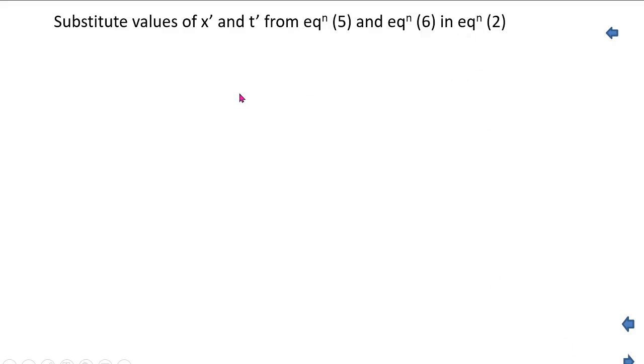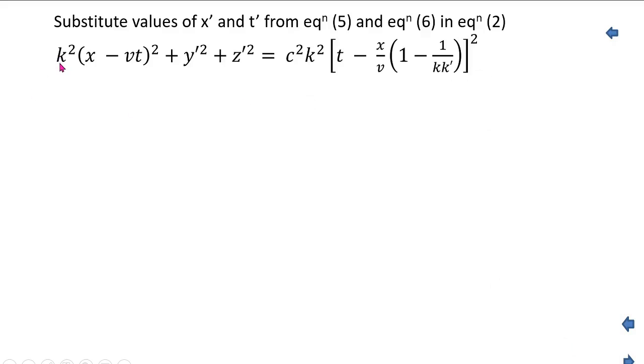In equation 2, substitute. Then k square (x − vt), this is x dash. x dash is equal to k into (x − vt). Therefore, this is k square (x − vt) bracket square plus y dash square plus z dash square equals c square t square. This is the expression for t. Then t square is equal to k square (t − x/v) (1 − 1/k dash) bracket square.